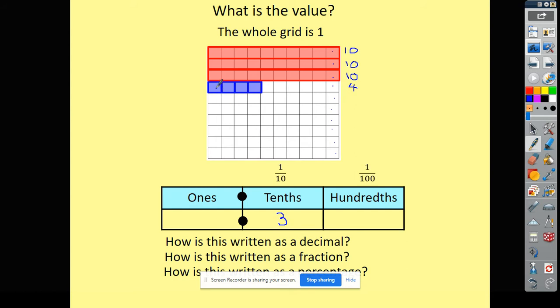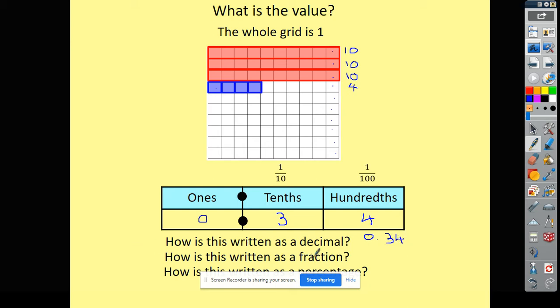Now remember we said that these are worth 1 out of 100 each. How many have I got? I've got 4. So we have 4 hundredths. Now remember when we're writing this as a decimal, we're going to need to put a placeholder in here. So as a decimal, we have got 0.34.